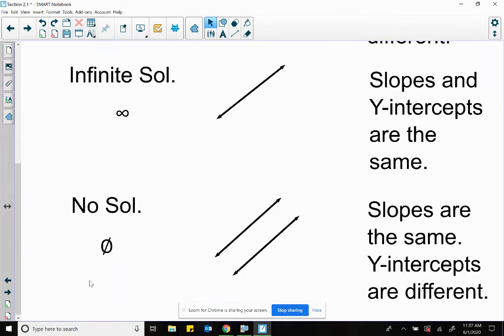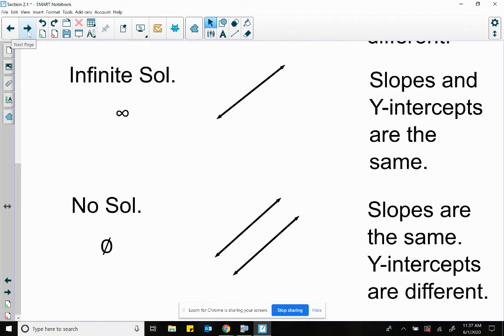So circle with a line through it, or as you would put in MyMathLab, these are the DNEs, does not exist. No solutions, the lines are parallel. The lines are parallel, which is why they have no solution, because they will never intersect. They will never have anything in common. Equations, the slopes are the same, which makes sense why the lines are parallel, but the y-intercepts are different. Okay?